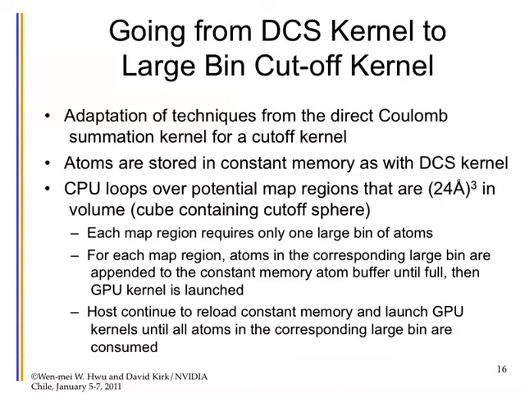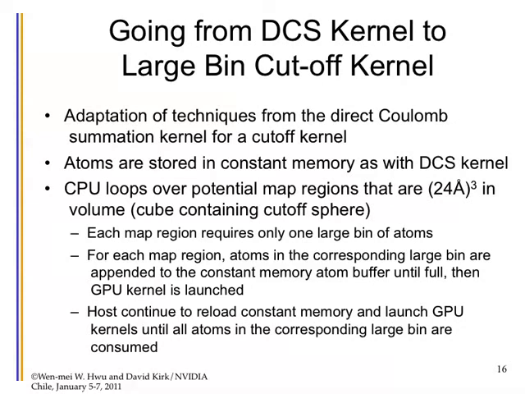Now, each map region requires only one large bin of items. So you take this region and then you generate a bin that is actually even bigger than that region, so that you cover all the atoms that should be examined. Then the atoms in the corresponding large bin are appended to the constant memory.